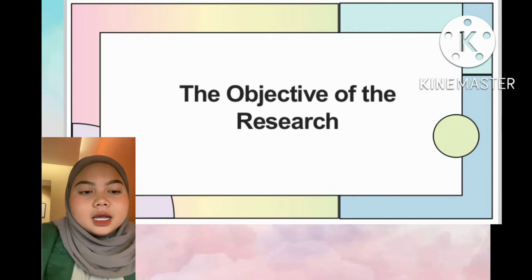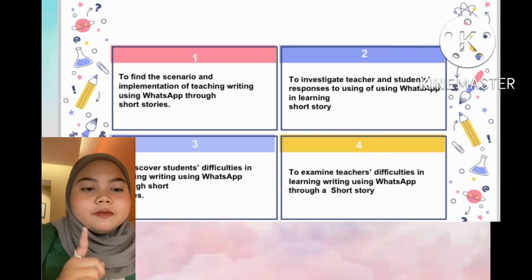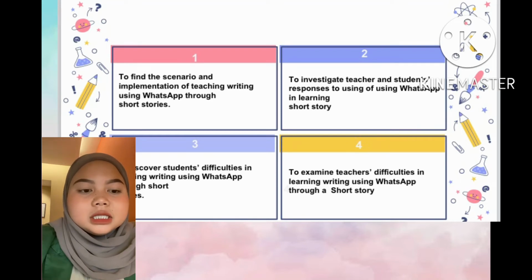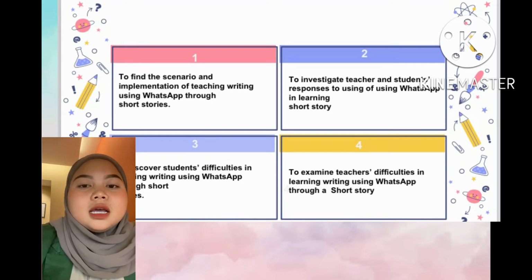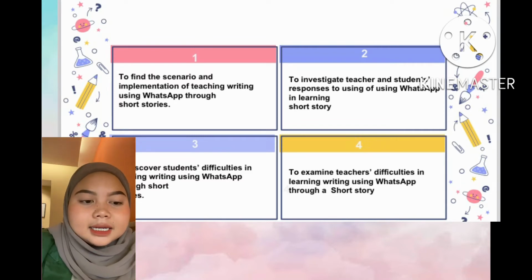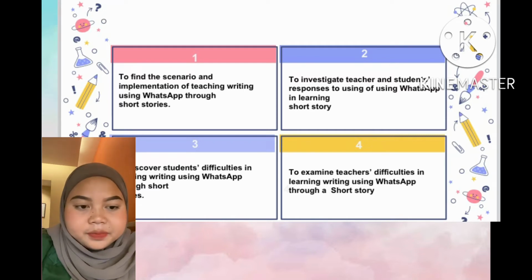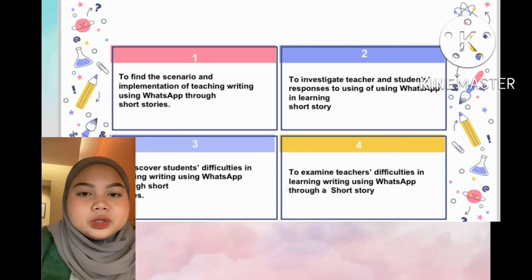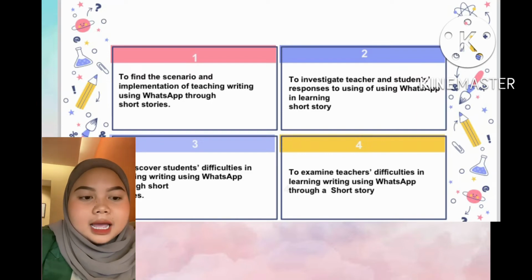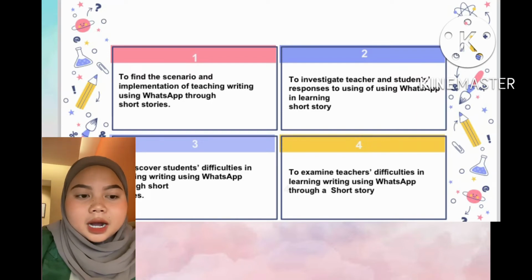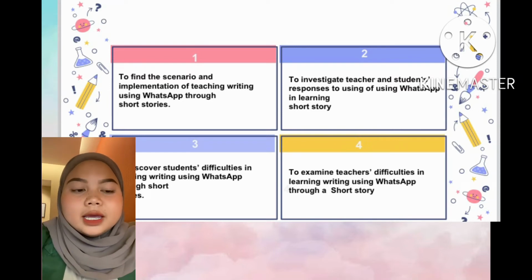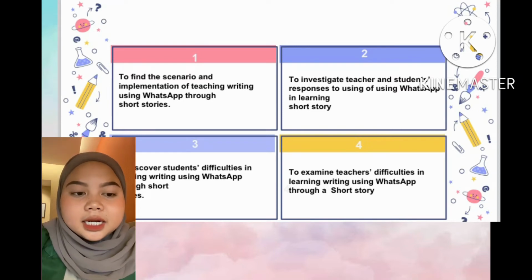In this slide, we have 5 objectives. The first is to find the scenario implementation of teaching writing using short story through WhatsApp. The second, to investigate teacher and student responses to the use of WhatsApp in learning short story. The third is to discover student difficulties learning writing using WhatsApp through short stories. The last is to examine teacher difficulties in teaching writing using WhatsApp through short story.